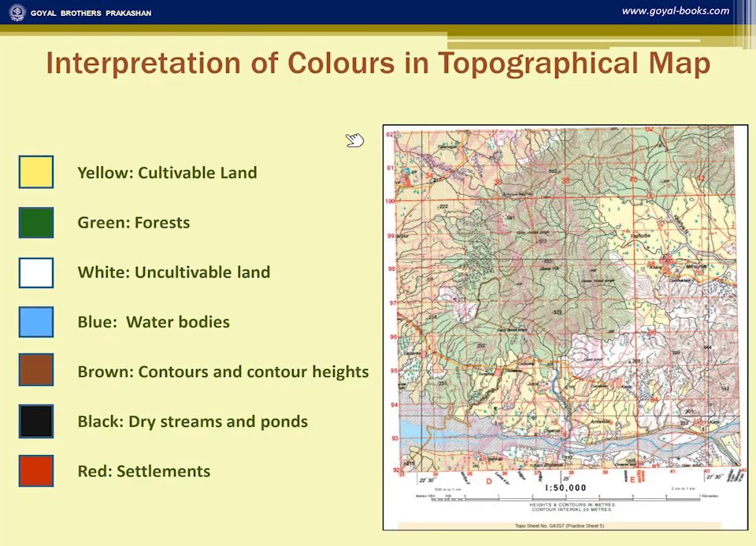Now, have you ever seen a survey sheet in black and white? No, because the colors are most important in a survey sheet. Yellow, for example, shows the cultivable land in the survey sheet. Green signifies the forest areas. Now, they are also known as yellow wash and green wash in the questions that would be asked in your board exam. White signifies the uncultivable land.